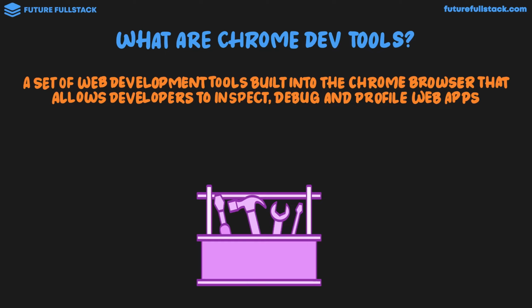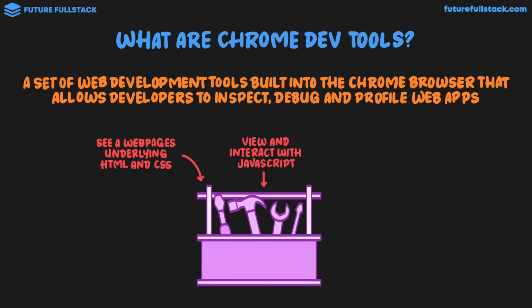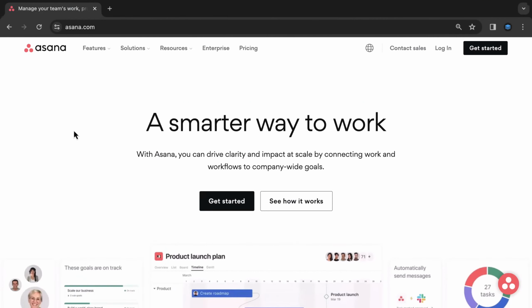Chrome DevTools has many sophisticated features. The common tools we'll be using in the Full Stack Bootcamp include allowing us to see a web page's underlying HTML and CSS, to view and interact with JavaScript, and information about network requests. So let's now take a look at Chrome DevTools. Alright, I'm on the home page of a web application called Asana. It's another project management tool, and we're going to be looking at example pages throughout the HTML section.